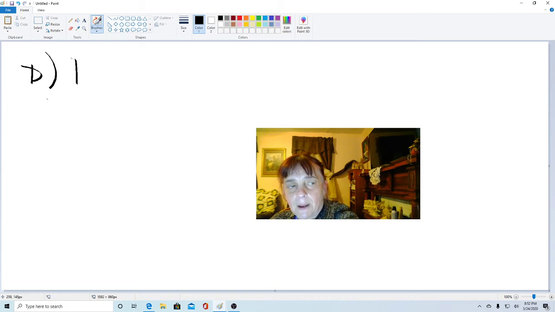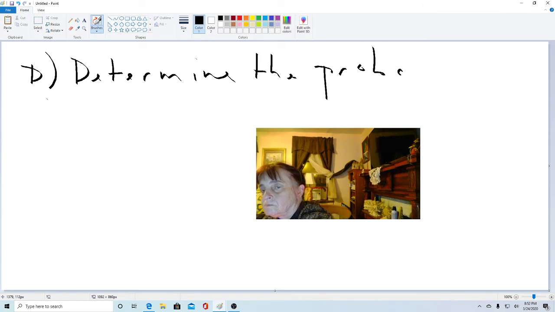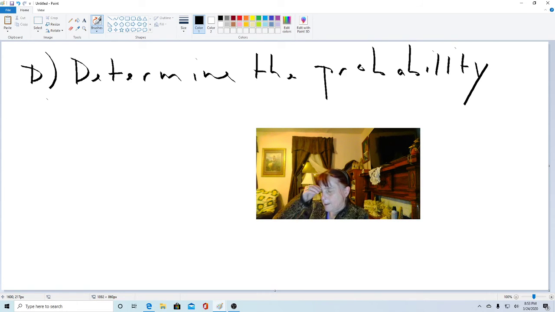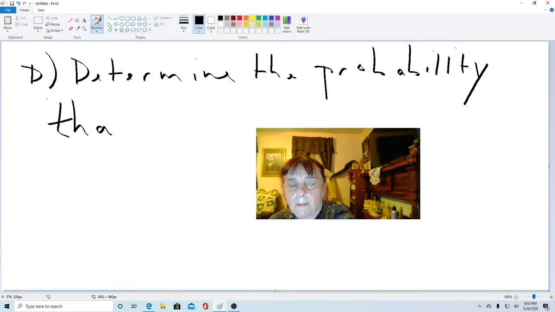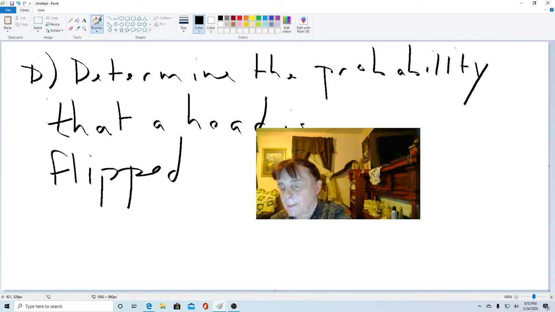And D, determine the probability that a head is flipped or an odd number is obtained.